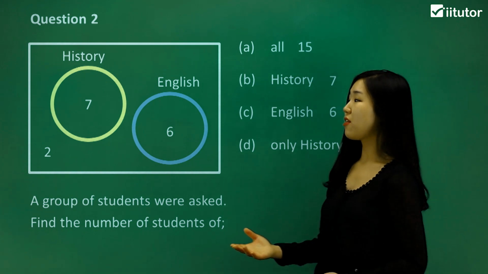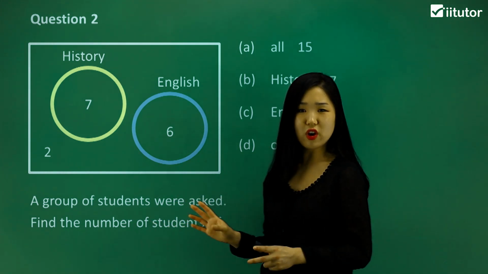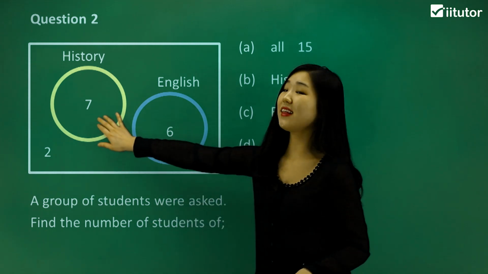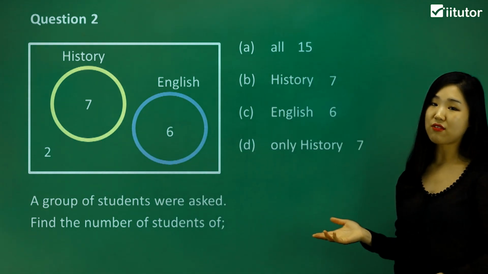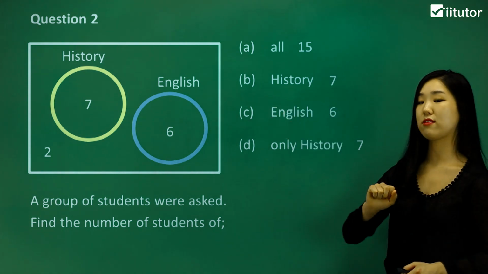And next, only history. Only history are the students who are not overlapped, but this one is very easy because there's no overlapping parts. So it's clearly just the 7. Only the 7 do history, and they don't do English because it's only those people in that circle.